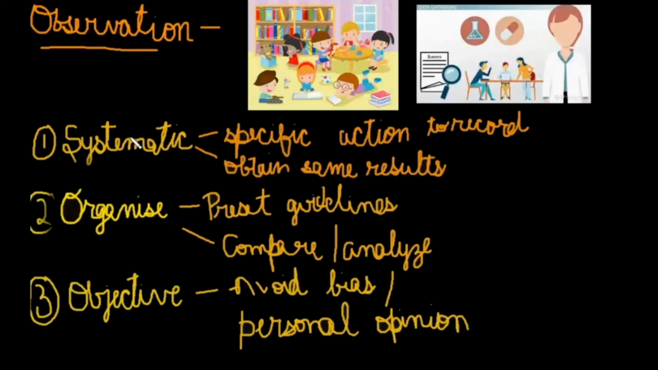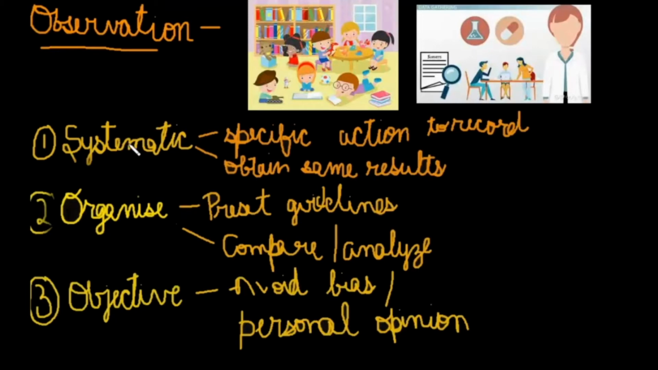So observation has to be systematic, which means that there should be certain specific actions that need to be recorded. And another meaning is that the same results should be there for both researchers. Suppose there are two researchers carrying out observational method in a particular classroom. Both of those researchers should obtain the same results. So that is the meaning of systematic.